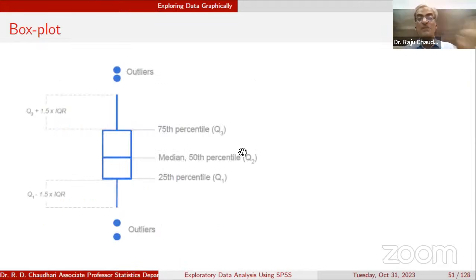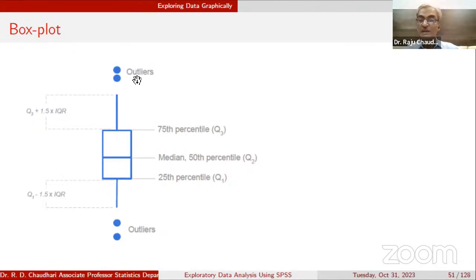So this is the actual box plot, right? Now try to understand the box plot. You can plot a box plot vertically or horizontally. Okay, so look at this. These circles, these dots, are the outliers, right? They are beyond the range of the data. Now, how to find out the outliers?